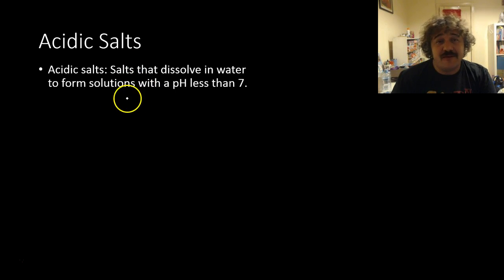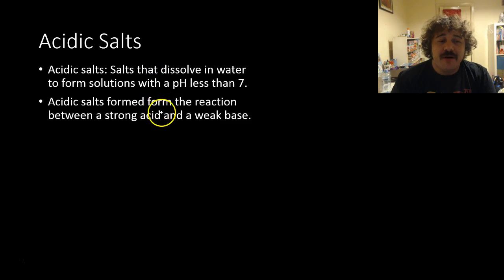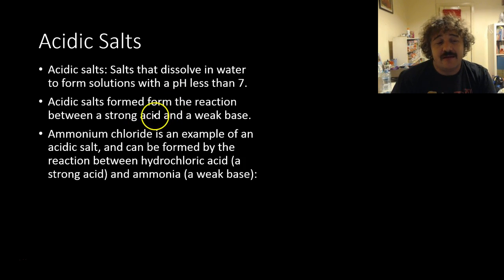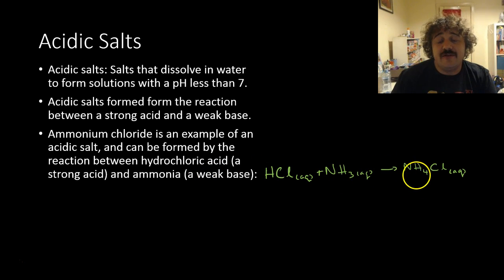Basically, these are salts that when you dissolve them in water, you get a pH of less than 7. That's pretty straightforward. But how do we get them? Well, they're formed when you have a reaction between a strong acid and a weak base. Okay, so we'll give you an example. Ammonium chloride comes from the addition of hydrochloric acid, a strong acid, and ammonia, a weak base. And it gives you ammonium chloride.